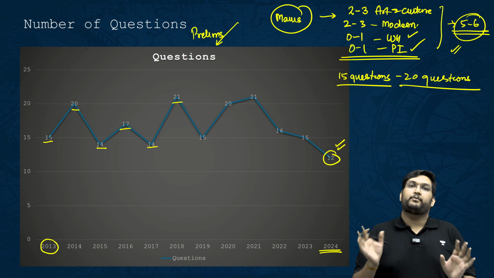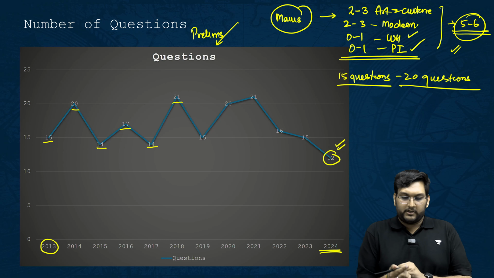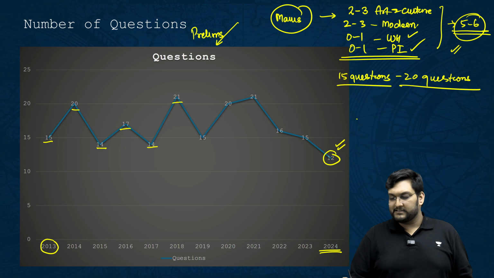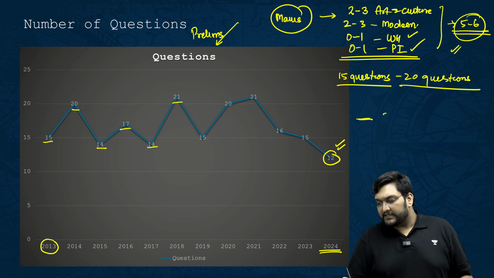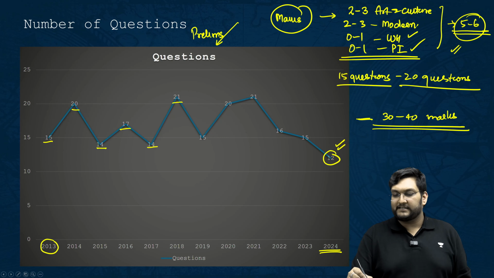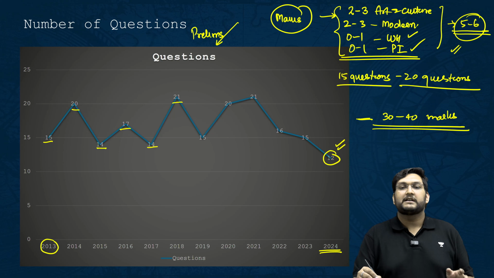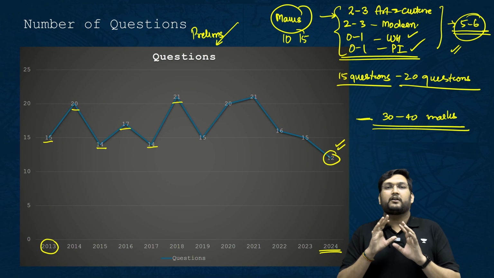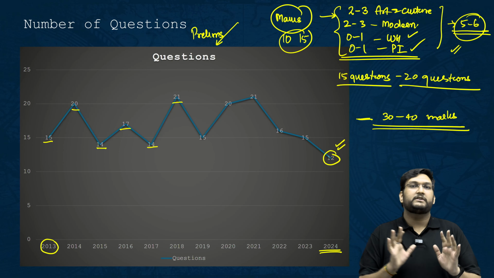History part, you will get this type of combination. So in your prelims, at least 30 to 40 marks is in the hand of history, and in mains at the same point of time, some 15 markers, some 10 markers, together close to 70 marks is with history.